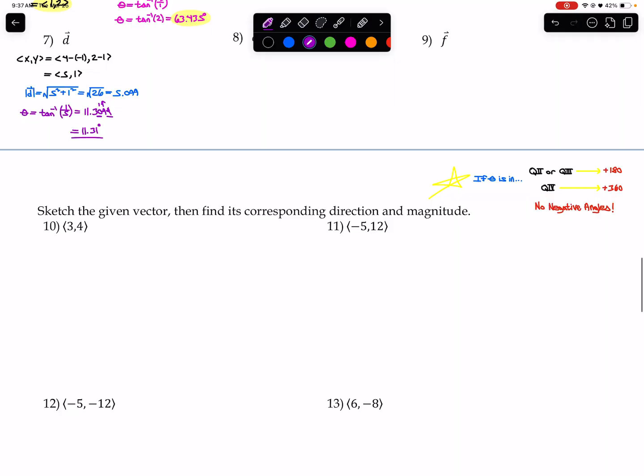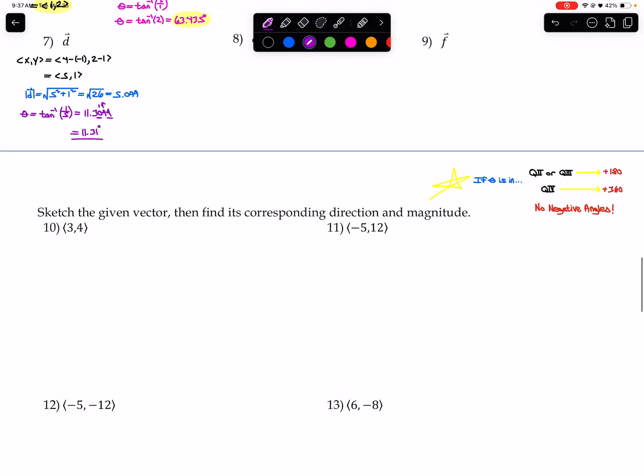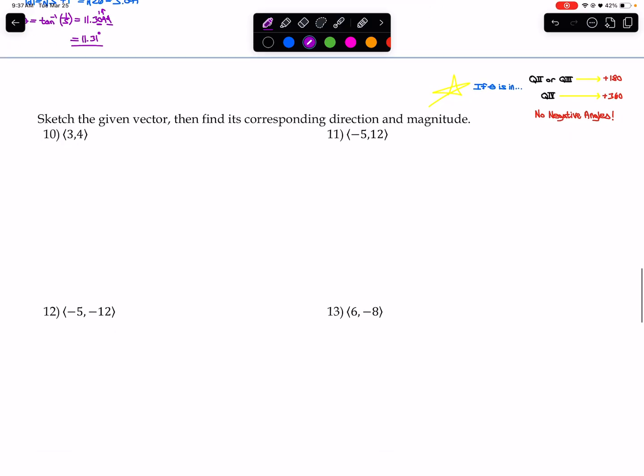All right, now moving on to the next section. So you want to sketch the given vector, and then you want to find the corresponding direction and magnitude. So really it's the same as what we just did up here. The only difference is now we're just going to be given the component form.